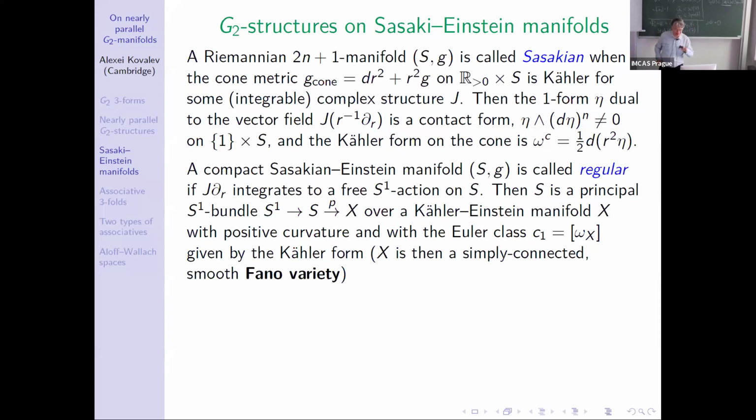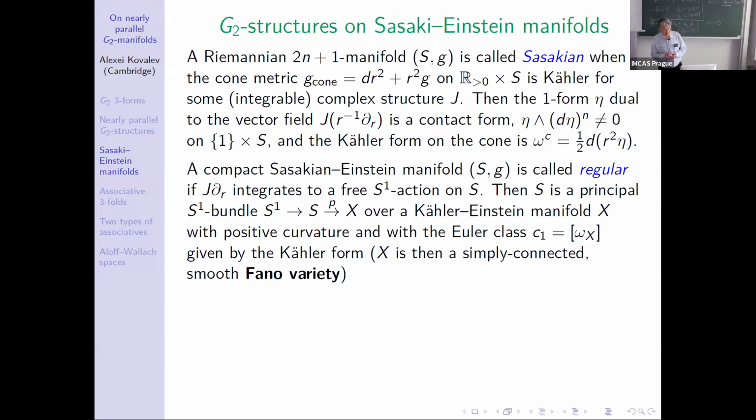Well, like was probably clear from previous questions, we'll need to make some further assumptions. For example, we call a Sasaki Einstein manifold regular if this vector field J applied to r d/dr integrates to a free S1 action, so a circle action on this manifold. So in that case, S becomes a principal circle bundle over a manifold of dimension 2n. So we call it X.